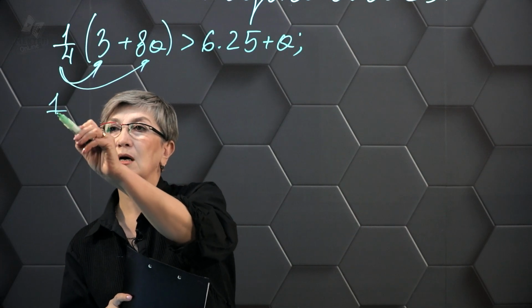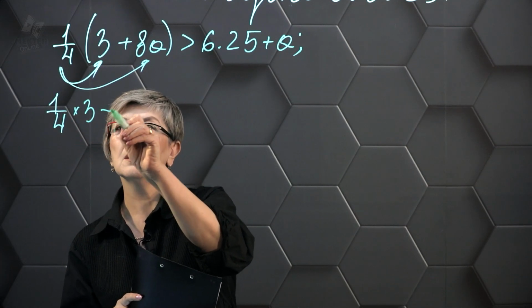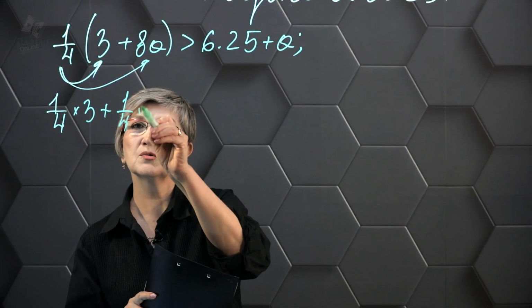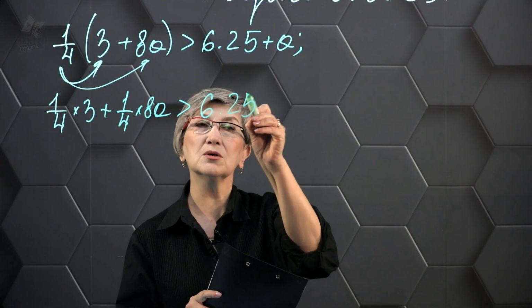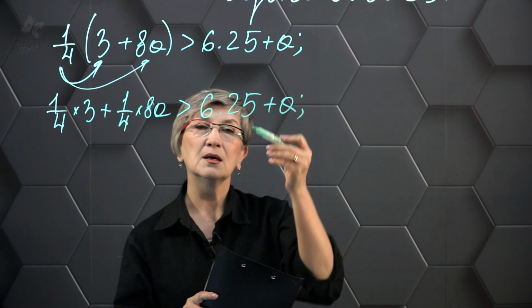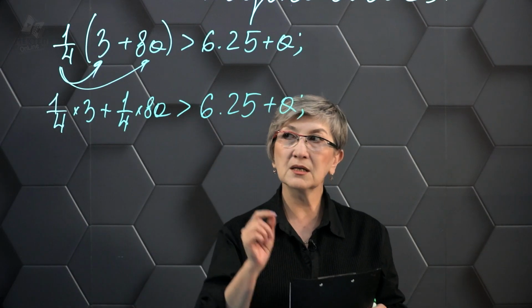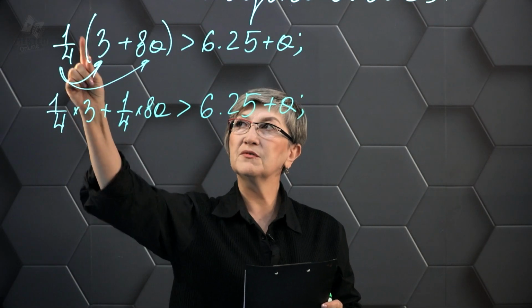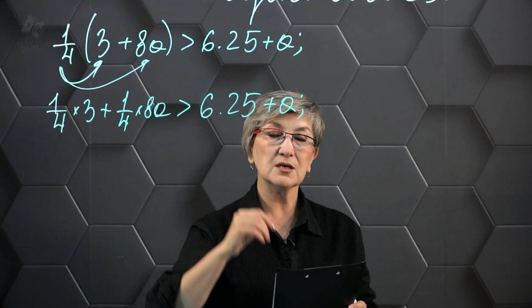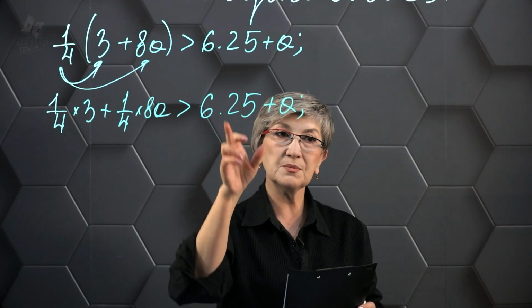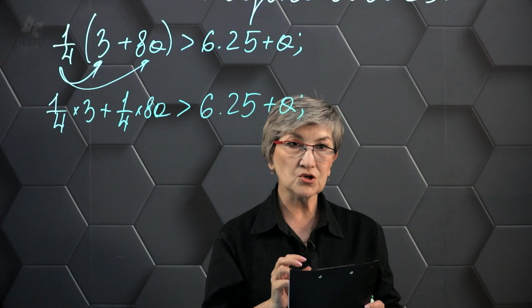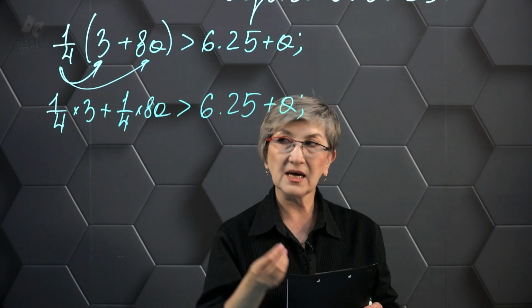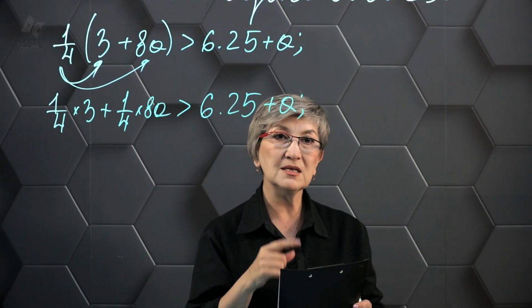What do we get? 1/4 multiplied by 3 plus 1/4 multiplied by 8a is greater than 6 and 25/100ths plus a. I want to note that on the left we have a fractional number, and on the right there is also a fractional number, but it is written as a decimal fraction. If possible, it's better to write a fractional number as a decimal.